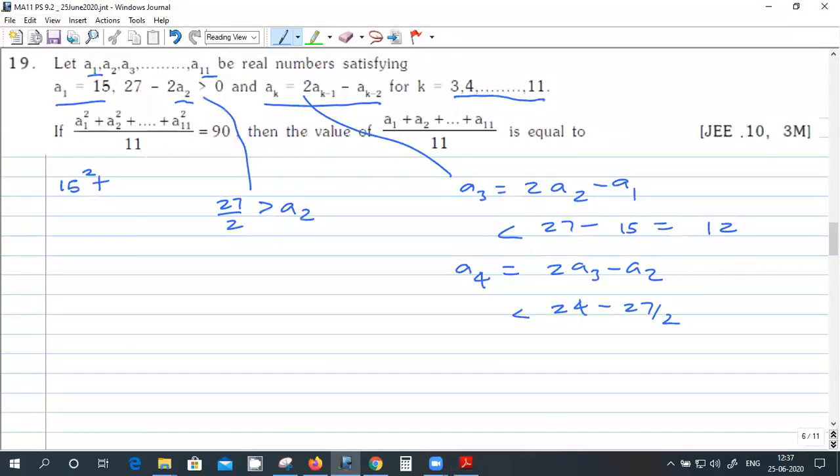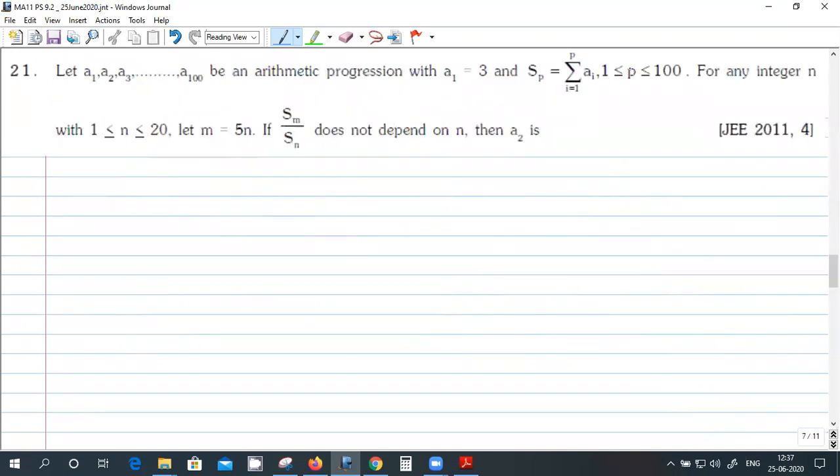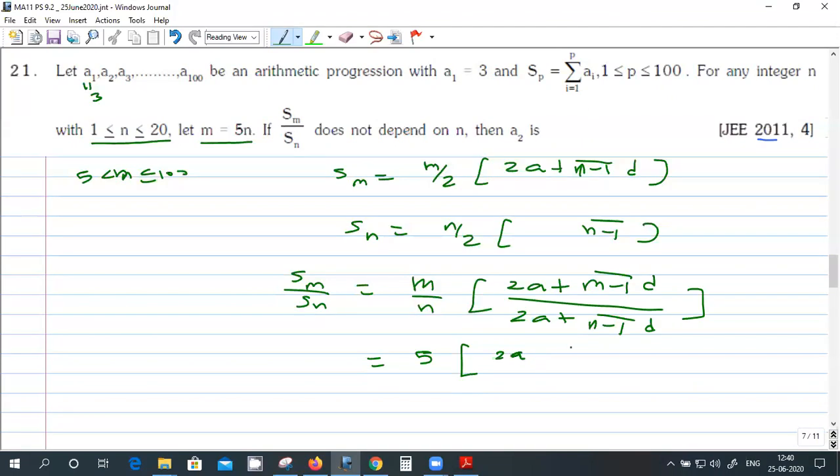2010 JEE Maths was one of the toughest in the history of the exam. This was set by IIT Madras. This is JEE 2011. Okay, A1, A2, in AP. A1 is 3. SP is the summation of P terms. A is equal to 3, right?